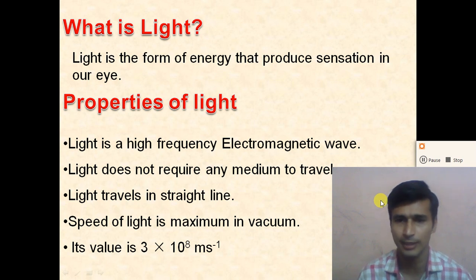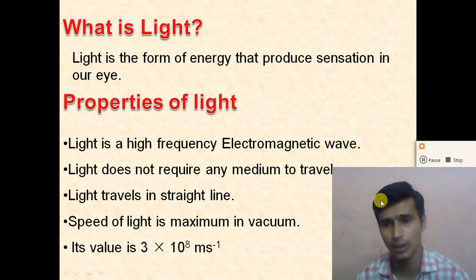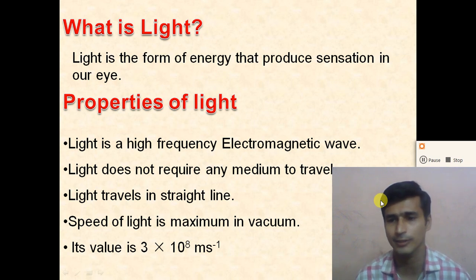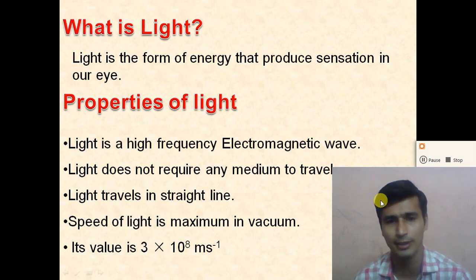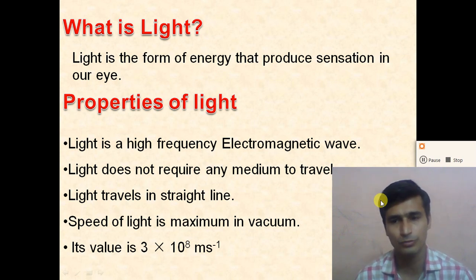Because of that, sunlight reaches the earth, while the major portion between the sun and earth is a vacuum, right? There is no atmosphere between the sun and earth. The light travels from the sun to the earth, so light does not require any medium to travel.